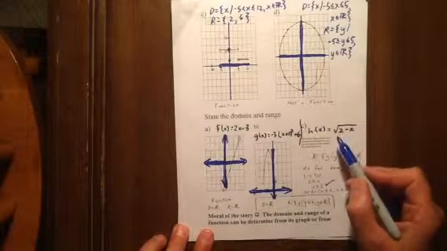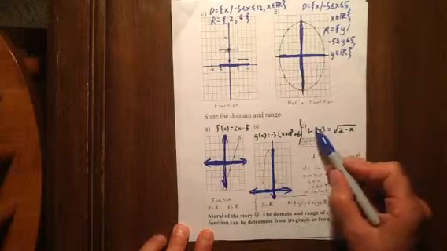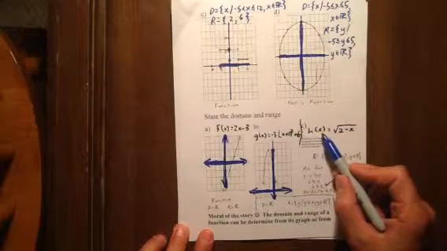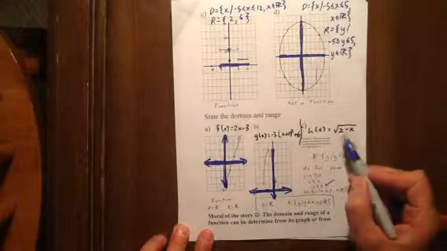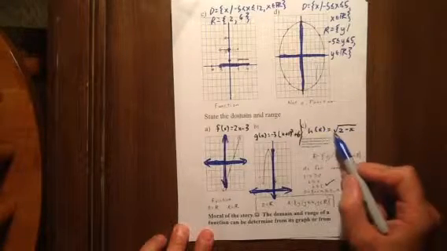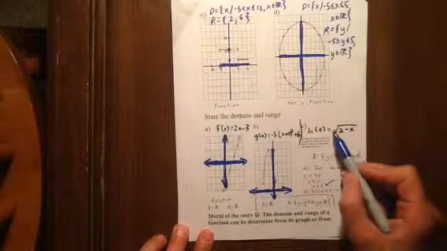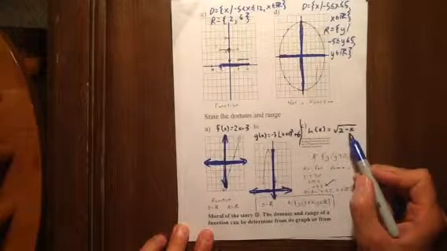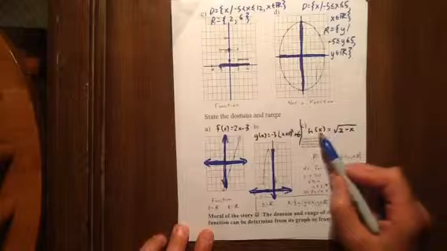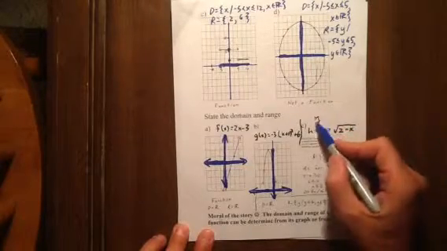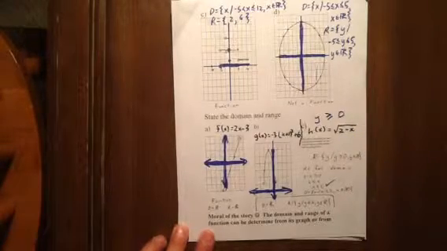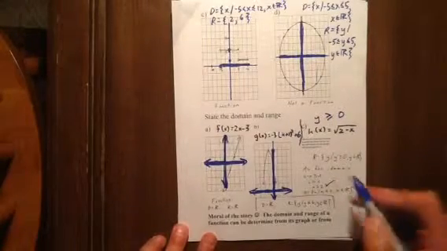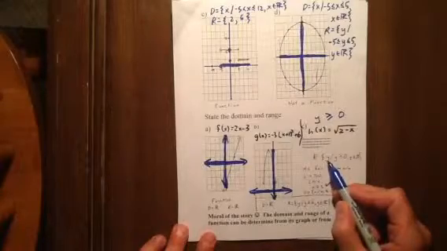In terms of the range, we can say that h of x represents our y coordinate. And so to say that y is equal to the square root of something is to say that y has to be greater than or equal to 0. Because the square root of something, no matter what it is, has to be greater than or equal to 0. So y has to be greater than or equal to 0, because y is essentially just the square root of something. And so our range is the set of all y such that y is greater than or equal to 0.